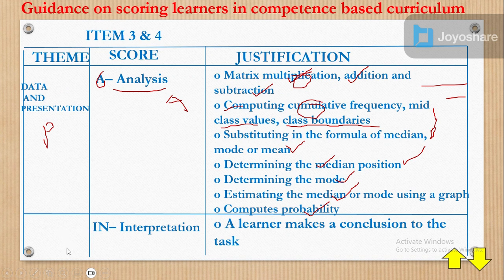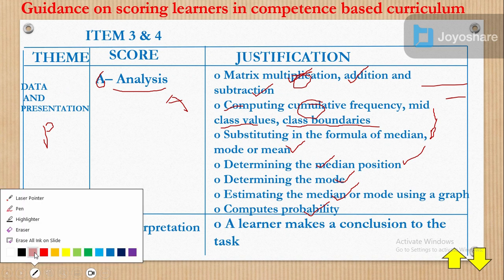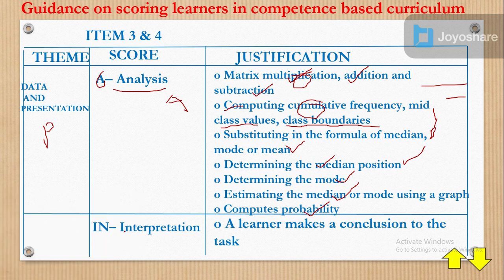Now, lastly, in the interpretation, which is more like our application, like in item 1 and 2, here we want to see IN, which means interpretation. Is a student able to interpret? Say if they say maybe 50% of the students eat cassava and beans. Is the student able to analyze what this percentage means? Is the student able to know that a percentage in sets means probability relating?